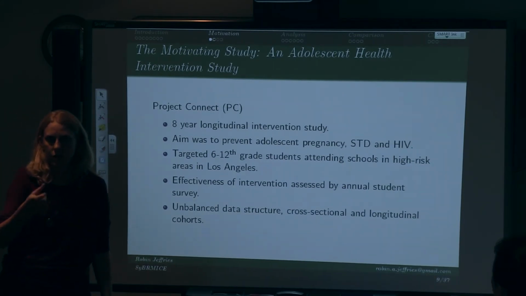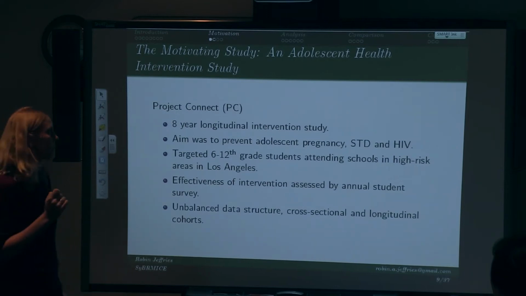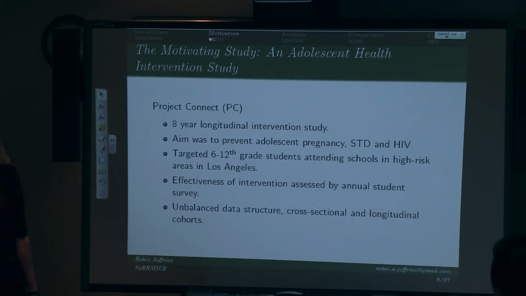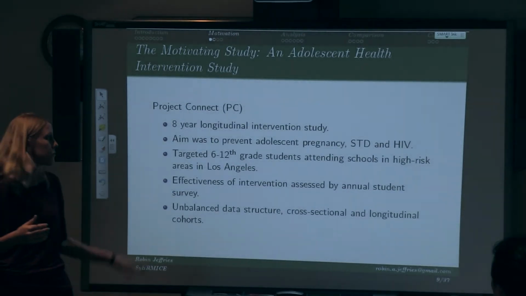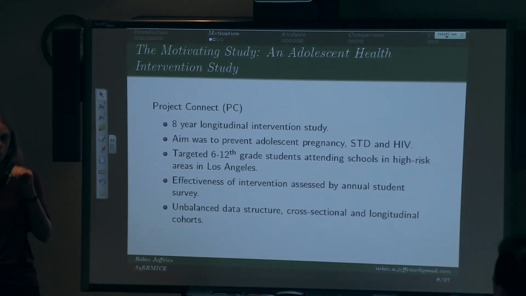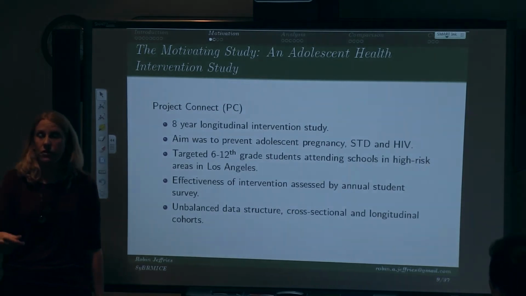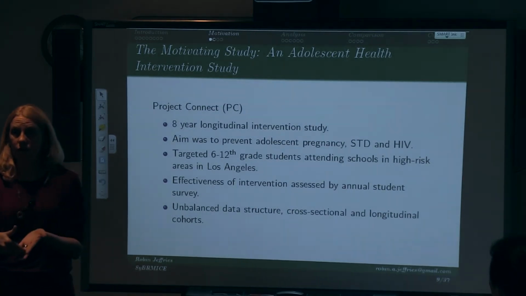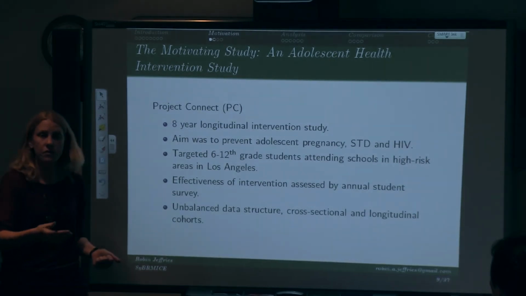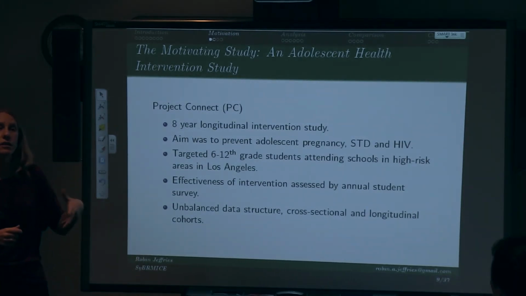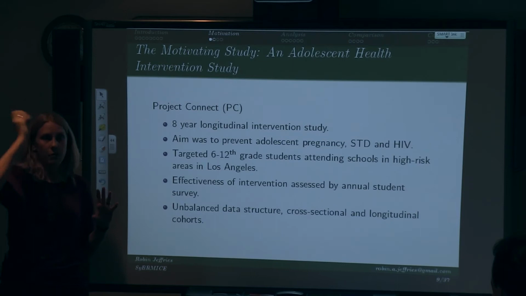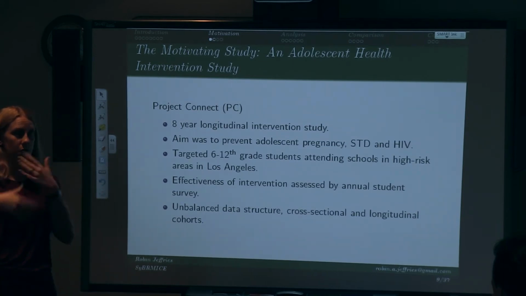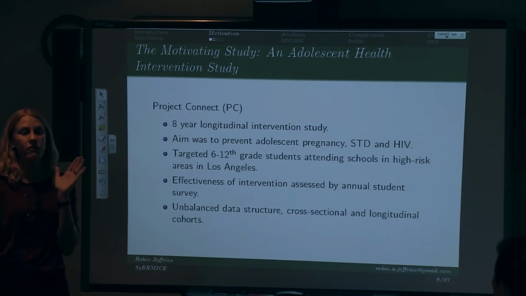So a little introduction on the motivating data set. Project Connect was an 8-year longitudinal intervention study aimed at reducing teen pregnancy and HIV and STD rates among high-risk, specific target schools. So it's only teens who go to these schools in these high-risk areas. And the effectiveness of this intervention was assessed by handing out a survey every year to these students. The design of the study was part longitudinal, so we followed certain kids across years, and then additionally sampled other random students cross-sectionally across years. So students could participate anywhere from 1 to 4 years.